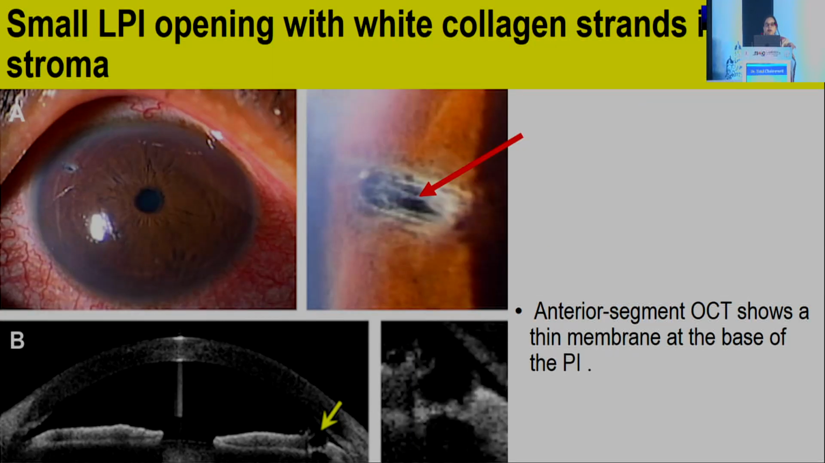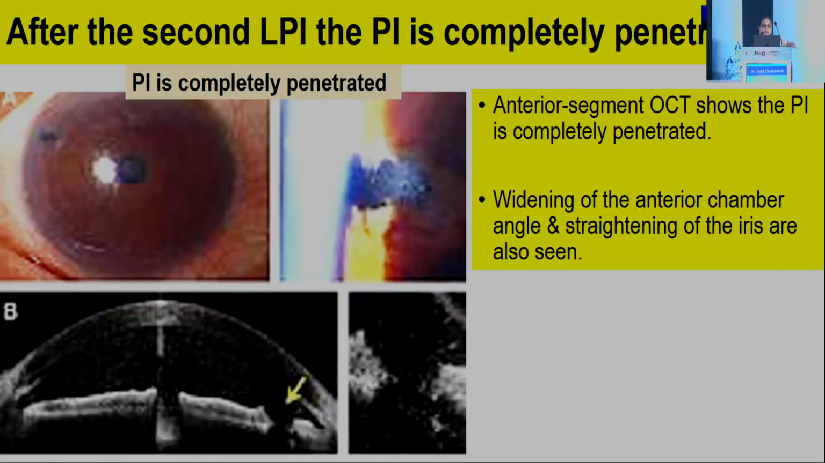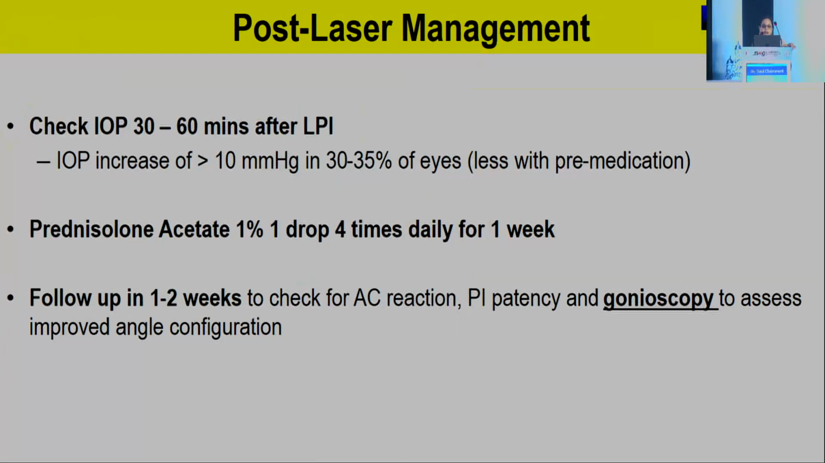Now here we can see a small LPI opening with the white collagen strands at the stroma, and you can see a thin membrane at the base of the PI. Now repeat LPI is needed, and here we find the PI is completely penetrated and this is a widening of the anterior chamber angle.